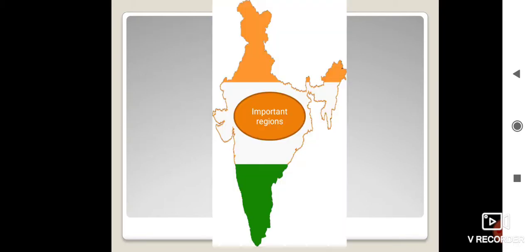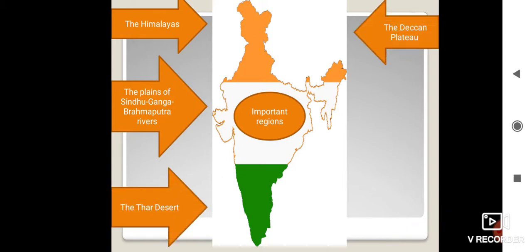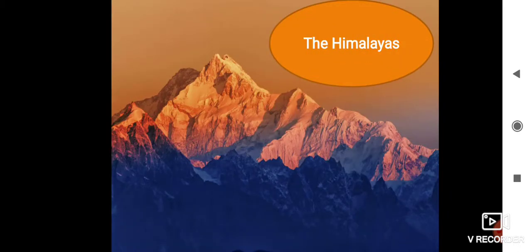Dear students, our country India extends far and wide. The following regions are seen to be important when we look at the course of Indian history. That is, the Himalayas, the plains of Sindhu, Ganga, Brahmaputra rivers, the Thar Desert, the Deccan Plateau, the coastal regions, and the islands in the seas. These are the 6 important regions. Let's understand it one by one. We will begin with the Himalayas.